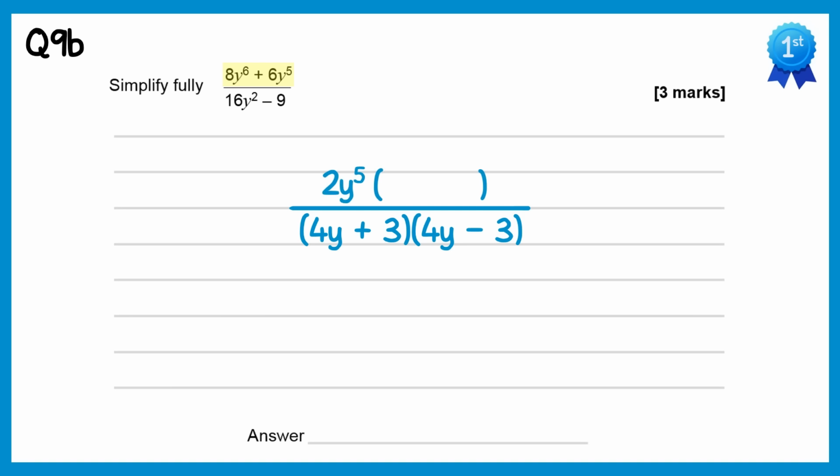If we then consider what would go in the brackets, to get from 2y to the 5 to 8y to the 6, we'll need to multiply by 4 and also another y. So it's 4y, and to get from 2y to the 5 to 6y to the 5, we just need to multiply by 3. You've now got common factors you can cancel, so we can cancel out the (4y plus 3) brackets. This leaves you with the answer, 2y to the 5 over (4y minus 3).